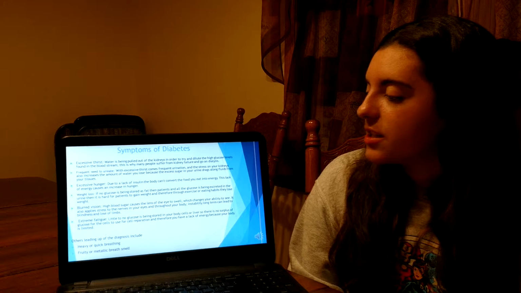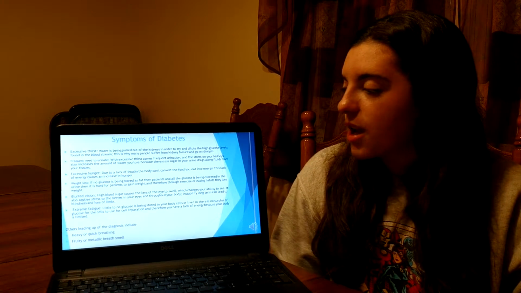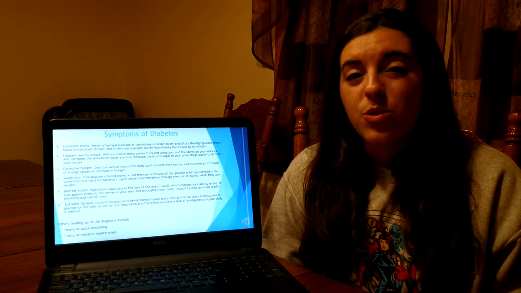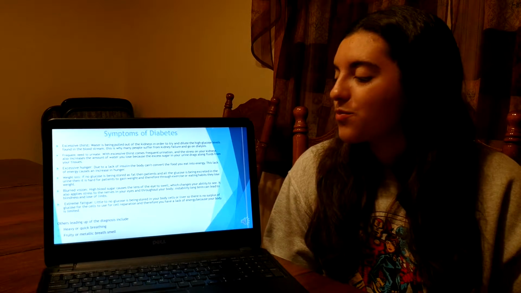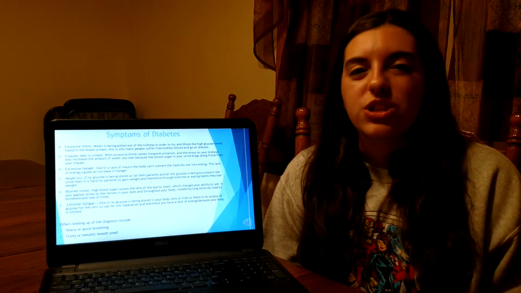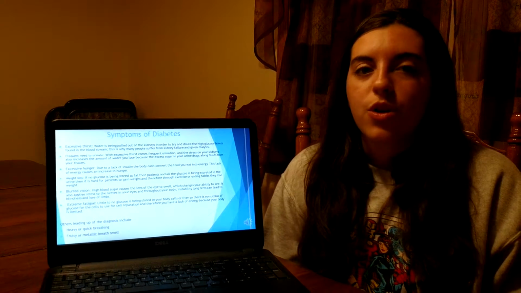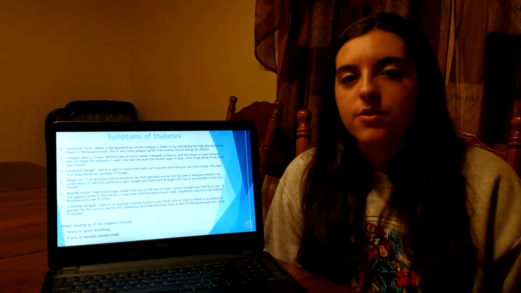Some other symptoms leading up to the diagnosis, patients will experience heavy breathing or a metallic, fruity smell, and those both just relate to the high pH level in your blood and the high levels of glucose.